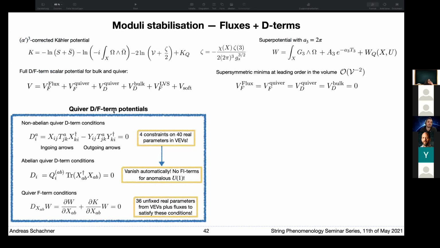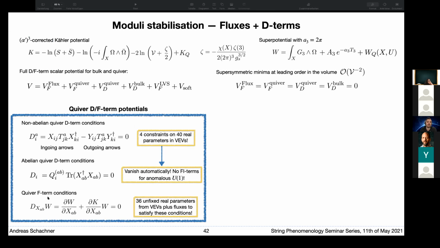For the quiver D-terms, we can look at the non-abelian quiver D-terms. This leads to 4 constraints on 40 real parameters in the VEVs. So this is easily realized. And using these 4 constraints, one finds that the abelian quiver D-terms automatically vanish. So there are no FI terms generated for the anomalous U(1).